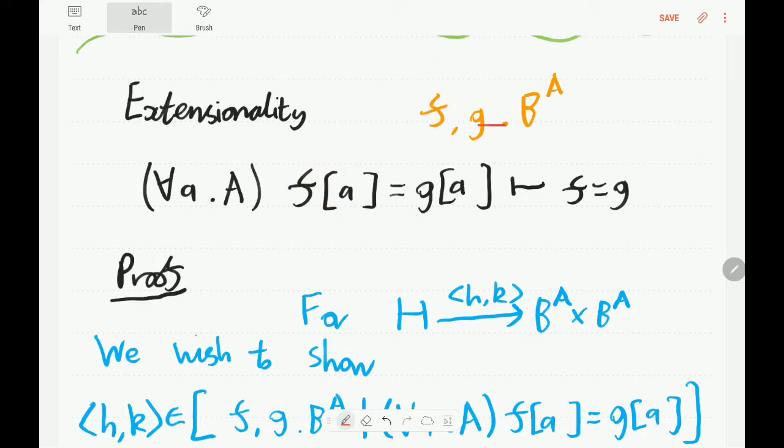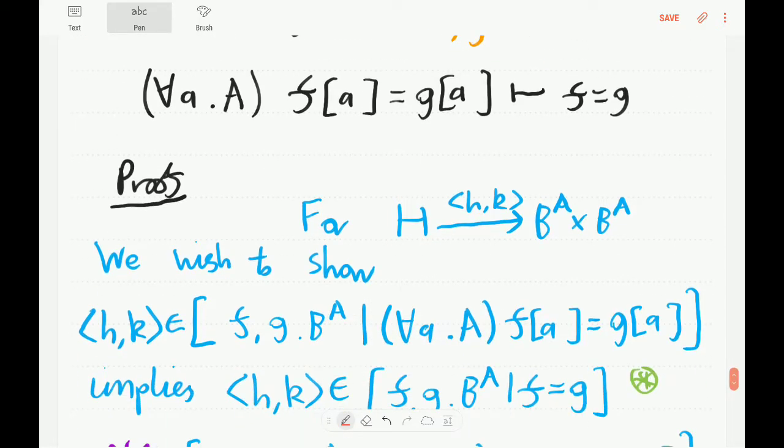So here, little f and little g are variables of type B to the power of A, and the claim is that for all a, we have evaluating f on a equals evaluating g on a, and all that implies f equals g. So basically, this is saying that if f and g agree on all inputs, then they're the same arrows. Okay. How do we prove it?